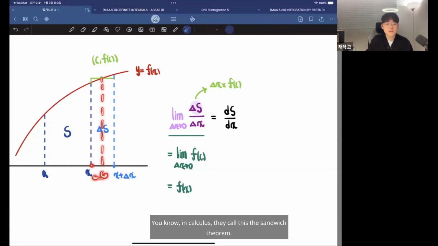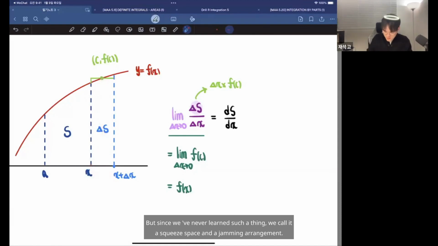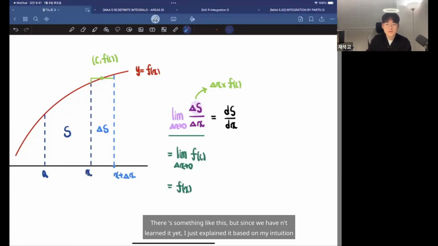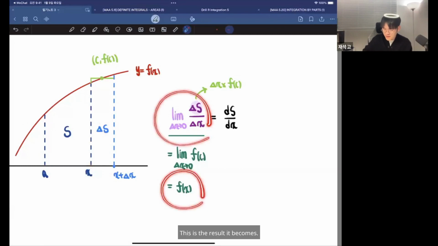You know, in calculus, they call this the sandwich theorem. But since we've never learned such a thing, we call it a squeeze and a jamming arrangement. When something between them reaches the same extreme value, it also becomes that value. There's something like this, but since we haven't learned it yet, I just explained it based on my intuition. This is the result it becomes.